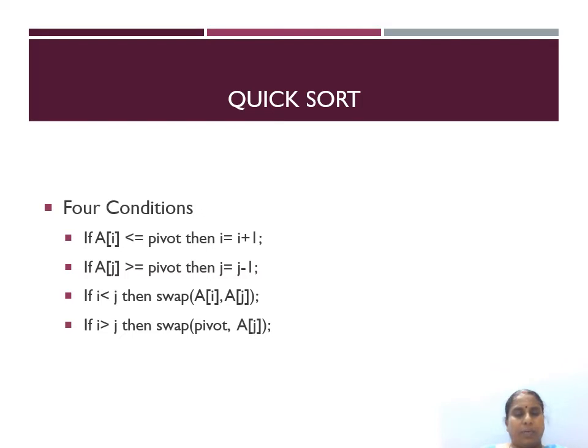Once the pivot element is selected, we go for the comparisons. For making a comparison, we take two pointers, i and j. The i pointer is located on the left-hand side and the j pointer is located on the right-hand side. The i pointer will move from left to right and the j pointer will move from right to left. First, the array elements will be compared with the pivot on the left-hand side.